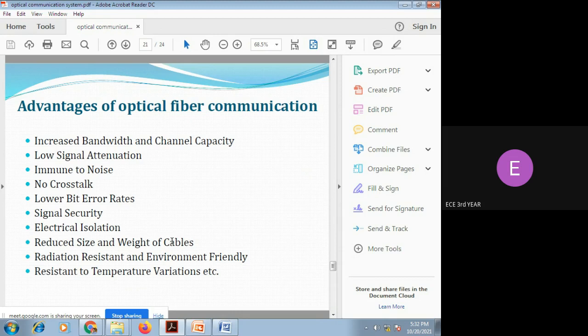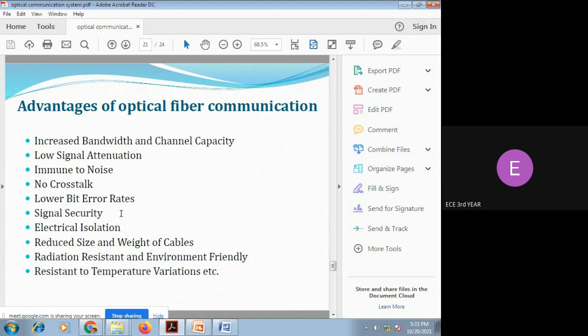The advantages of the optical fiber communication system are increased bandwidth and channel capacity, low signal attenuation, immunity to noise, and no crosstalk. Crosstalk means interference with the adjacent channel; since we use different wavelength ranges, no crosstalk will occur. Also lower bit error rates, and signal security, because the signal will not be hacked by any other person. Electrical isolation is there, reduced size and weight of cables, radiation resistance, environment friendly, and resistance to temperature variation. These are all the advantages of the optical communication system.